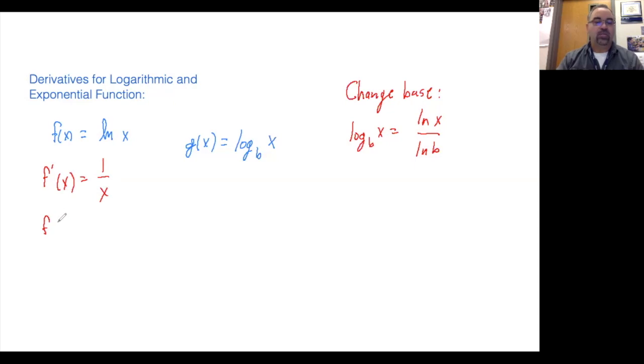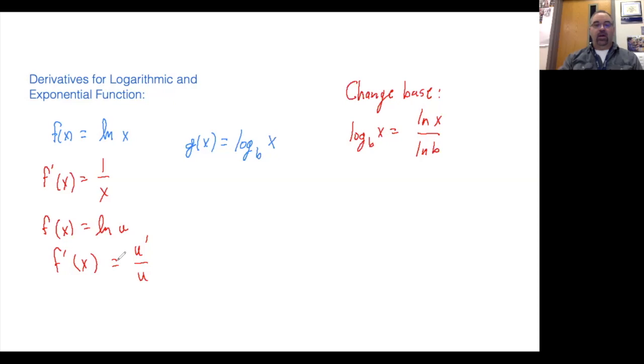So if f of x is actually the natural log of some function of x, then you'll remember that f prime of x is u prime over u. So it's the 1 over u, but then with the chain rule we have to multiply by the derivative of u, so that's u prime. That's the derivative rule for logarithm functions.